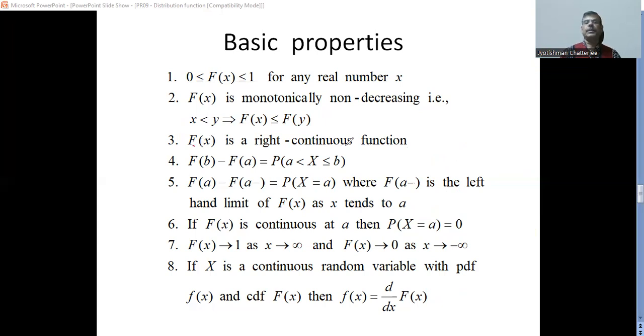F x is right continuous. We won't try to prove that here, but remember this fact. Cumulative distribution functions are always right continuous, no matter whether the underlying random variable is discrete or continuous. What is the meaning of right continuous and left continuous? Just a quick brush up.